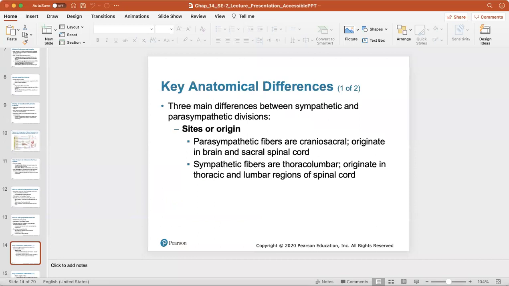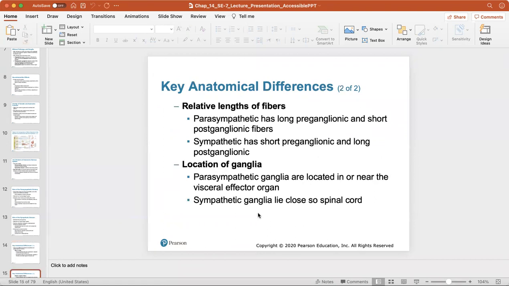The key anatomical difference of the two is the site of origin of the fibers. So parasympathetic fibers are craniosacral. Their nervous system fibers originate in the brain and sacral spinal cord. And sympathetic nervous fibers are thoracolumbar, meaning they will originate in the thoracic and lumbar regions of the spinal cord.